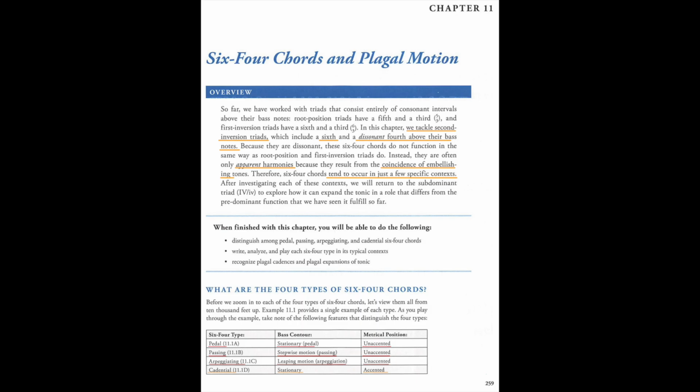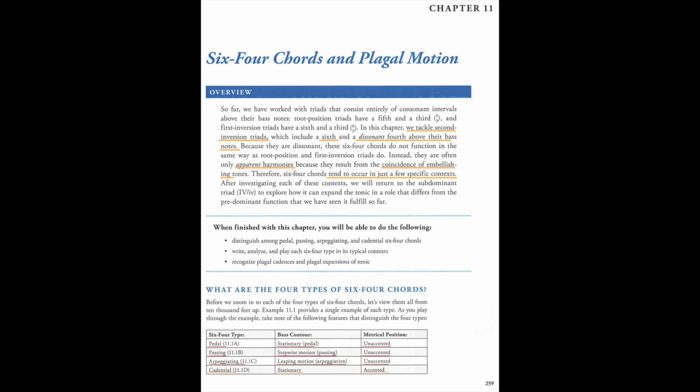Now Laitz says in the overview, so far we have worked with triads that consist entirely of consonant intervals above their bass note. Root position triads have a fifth and a third, marked 5/3 with the figured bass. First inversion triads have a sixth and a third, which we call 6/3 inversion. Now in this chapter, we tackle the second inversion triads. This is the 6/4 inversion, second inversion.